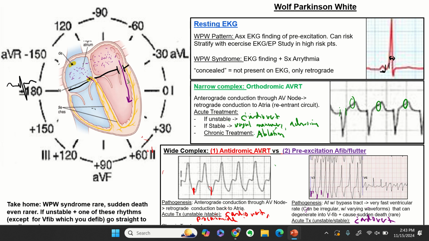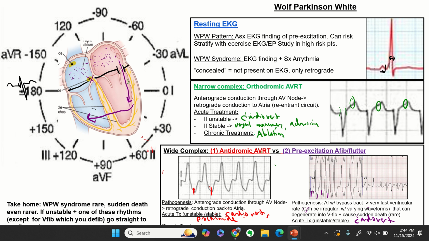Once again, avoid AV blockers. AV blockers will decrease normal AV conduction and put you at higher risk of developing this arrhythmia, an aberrant arrhythmia going down the bypass track. And once again, AFib here is going to be wide complex because it is not going through the His-Purkinje system. It's myocyte to myocyte conduction: a very fast, irregular, wide complex tachycardia. You cardiovert this.